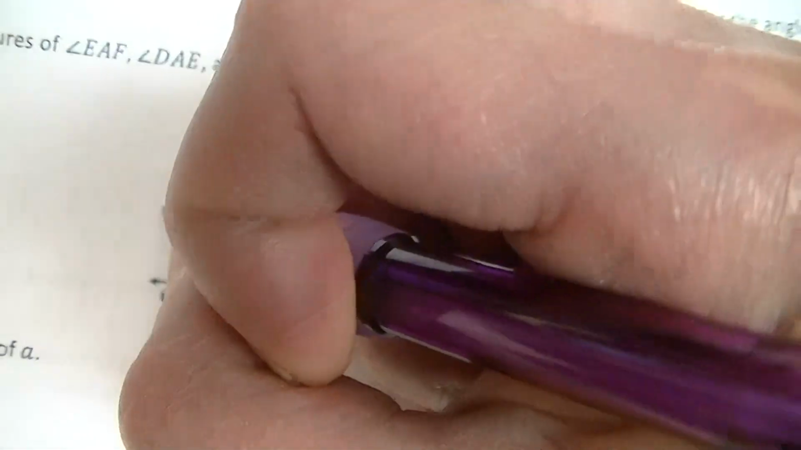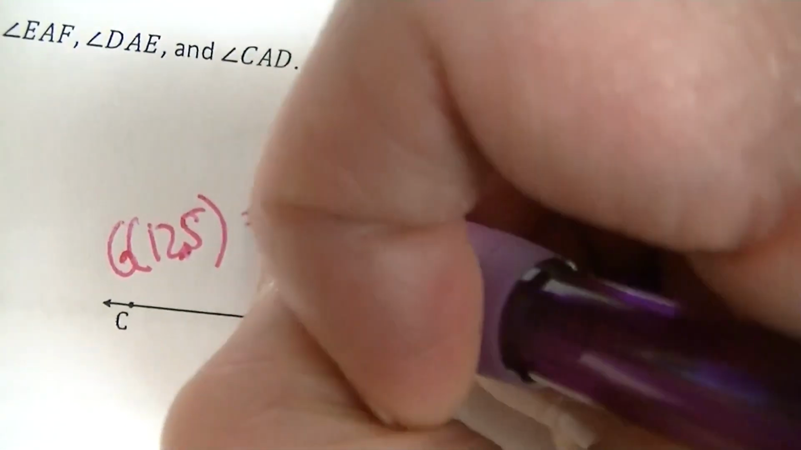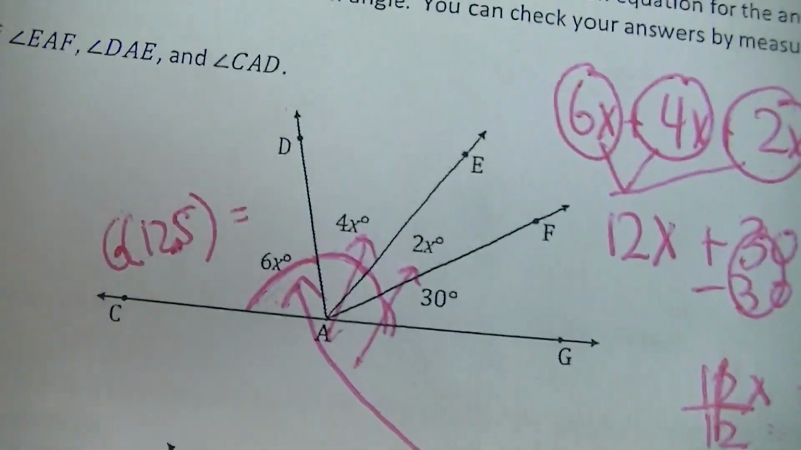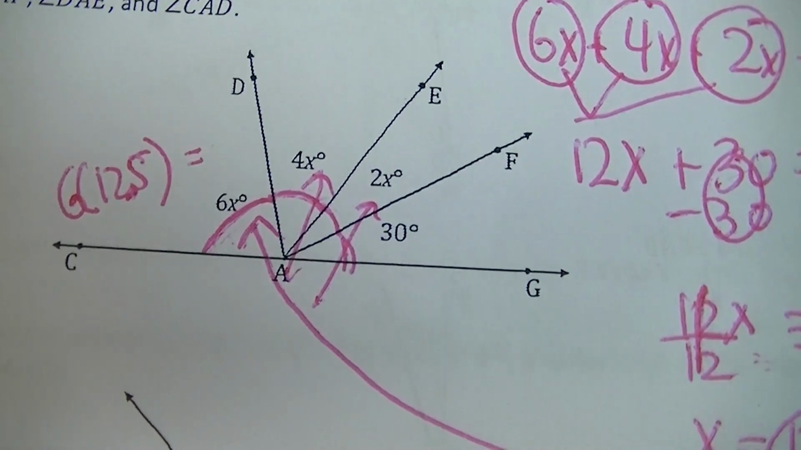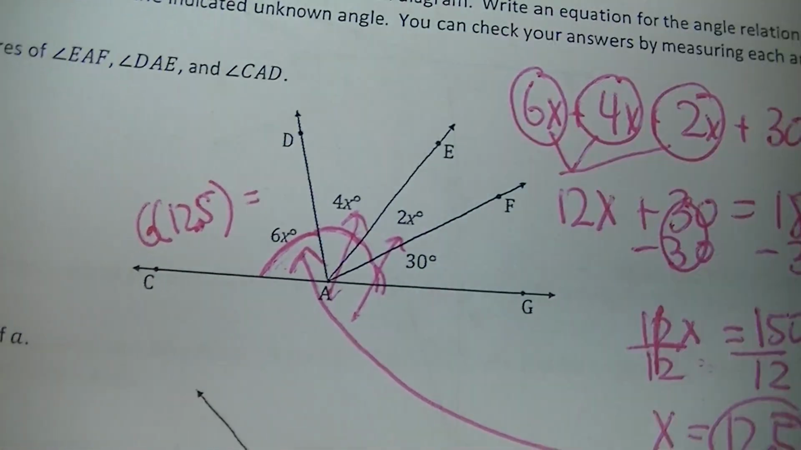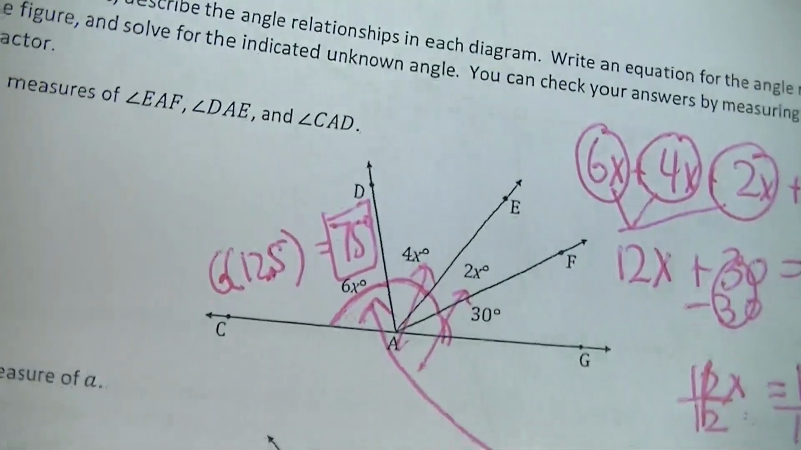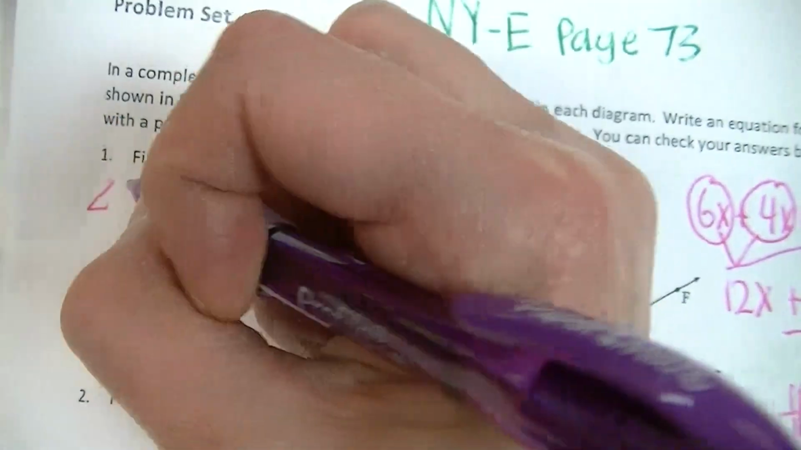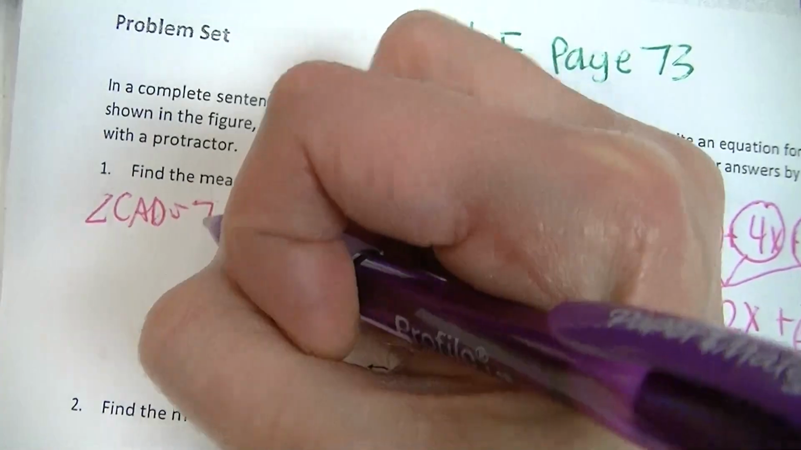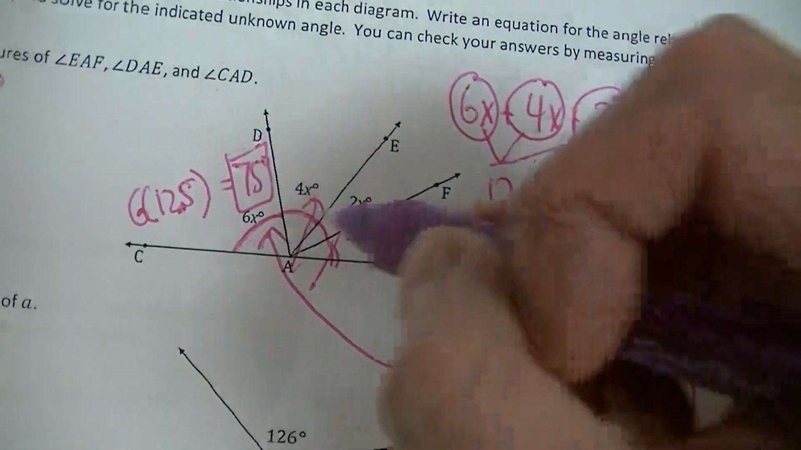So for this angle measure, 6 times 12 and a half, because you substitute that 12 and a half in for x, that's 12 and 5/10. When you multiply that out, you get, where'd my calculator go? Go ahead and do it to make sure I'm not messing up. I got 75. So this guy right here is 75 degrees, okay? I'm going to go ahead and label that so I don't forget, CAD, 75 degrees.